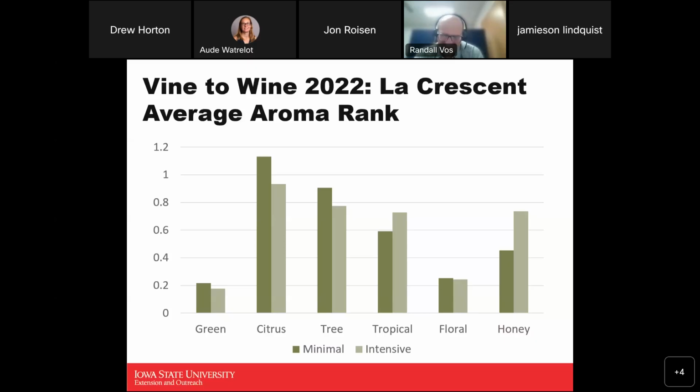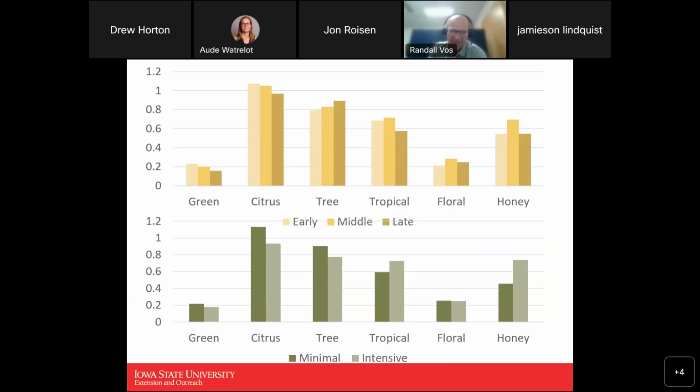What was interesting is it does seem that if you want more honey aromas in your wine, intensive canopy management will increase that. And so I'm going to show you a slide here where it combines all of these, and I'll make some final thoughts on that. So here we're looking at the different aroma groups. On the top is time of harvest. Early is on the left side of each group, late is on the right side. On the bottom is the canopy management. Minimal is on the left-hand side of each group, intensive on the right. Again, if I want to highlight a lot of citrus, if that's your goal, it seems like picking early and not doing intensive canopy management is probably the direction of how things worked in 2022.